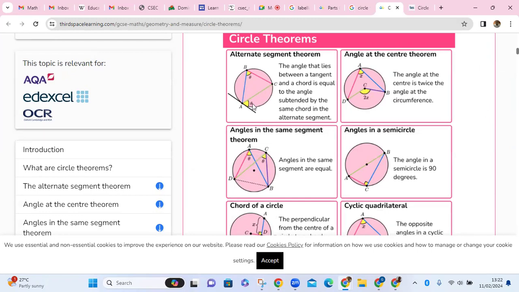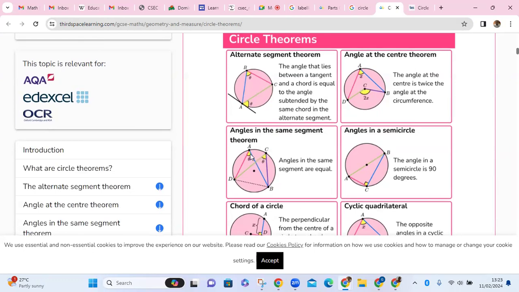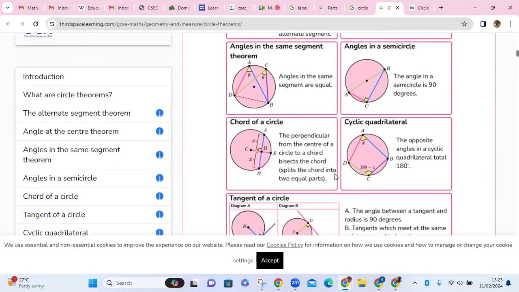And the alternate segment theorem: there's a tangent. Once you have a tangent, be suspicious that you might have to apply the alternate segment theorem, because the angle outside is equal to the inside opposite. The one that touches the tangent and the one inside opposite are equal. So anytime you see a tangent, bear that in mind. Anytime you see these two angles in the same segment, have that butterfly effect, they are equal. You have the cyclic quadrilateral, a four-sided figure inside of a circle. The two opposite angles are supplementary, that means they add up to 180 degrees.